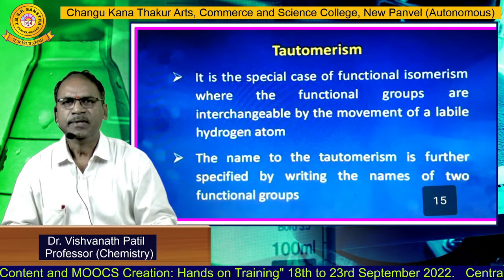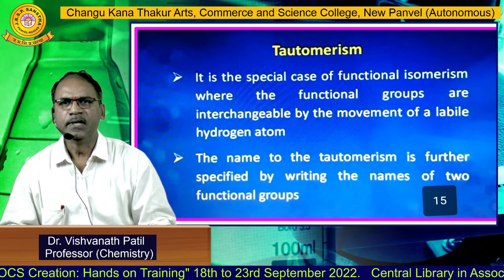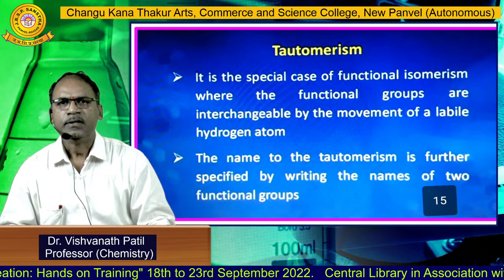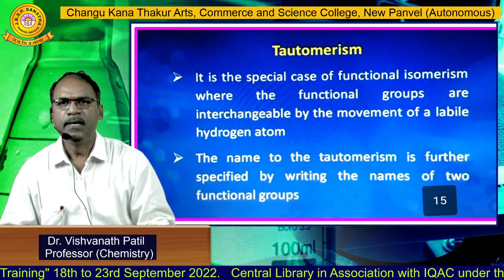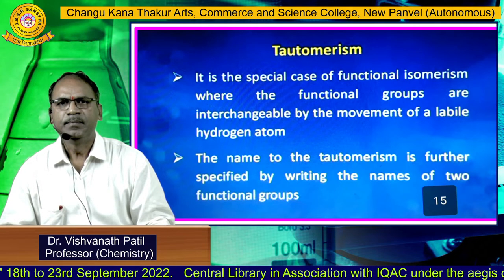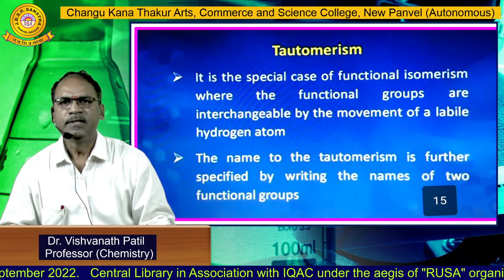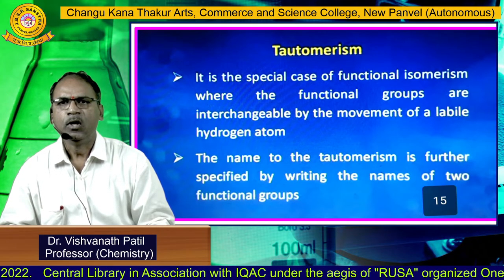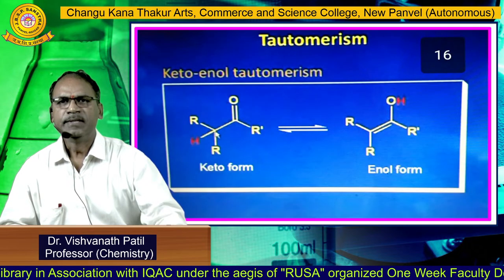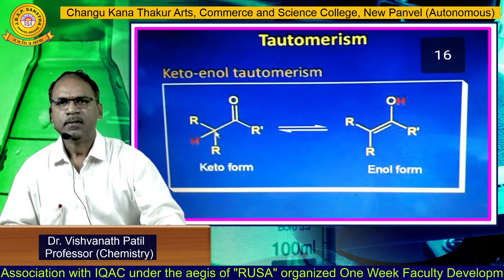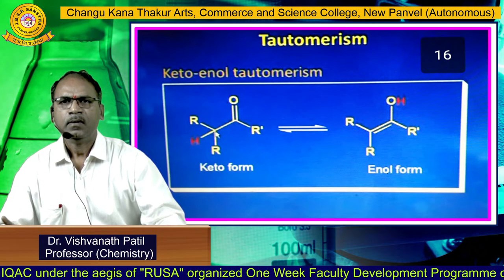Tautomerism. Tautomerism is nothing but keto-enol tautomerism. It is a special case of functional isomerism where the functional groups are interchangeable by the movement of a labile hydrogen atom. The name of the tautomerism is further specified by writing the names of the two functional groups. In keto-enol tautomerism, the ketone form can be converted into the enol form as shown.